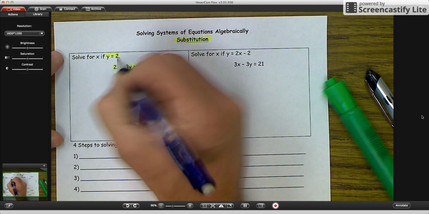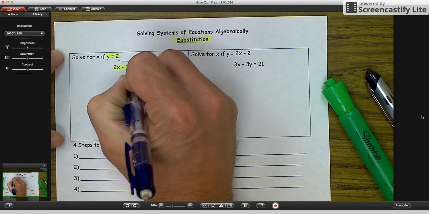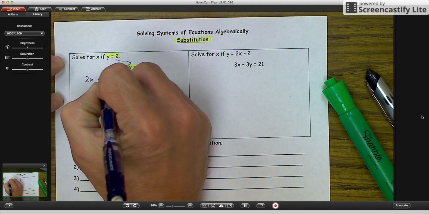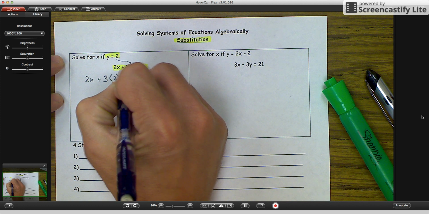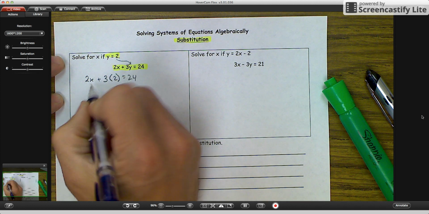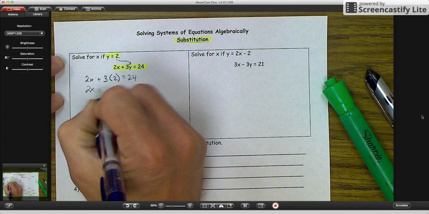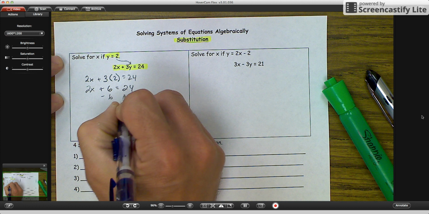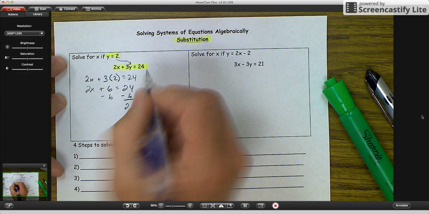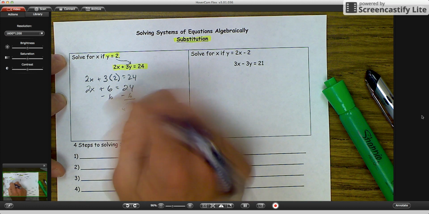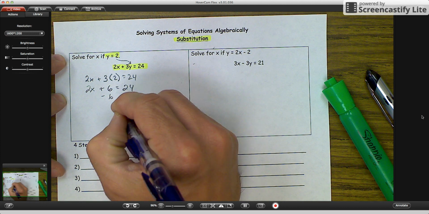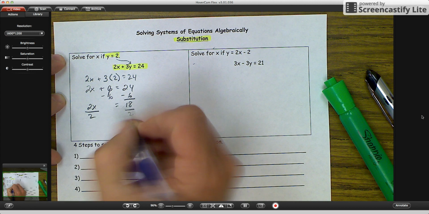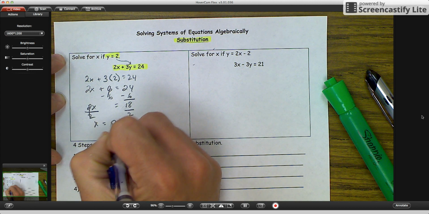What we're going to do, we're going to substitute the 2 in for the y. And you're going to get 2x plus 3 times 2 equals 24. And then we're going to distribute that. So 2x plus 6 equals 24. And then we're going to subtract 6 from both sides. You get 24 minus 6 is 18. It's equal to 2x. And then we're going to divide by 2. And you get x is equal to 9.